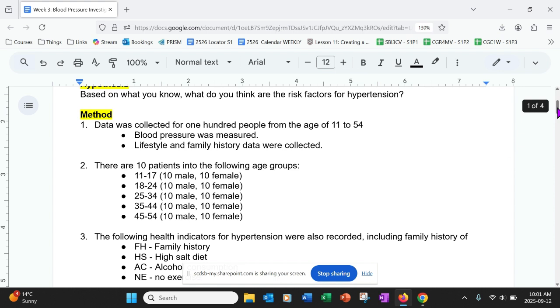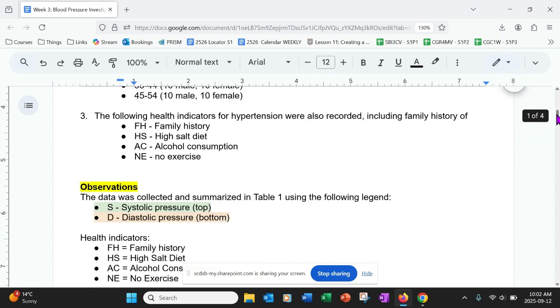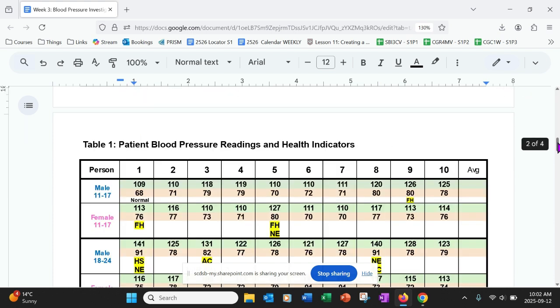So, method: data was collected for 100 people from the ages of 11 to 54. Their blood pressure was measured, and height, lifestyle and family history were also collected. So there are 10 patients from each group. There are 10 male and 10 female from the ages of 11 to 17, 10 male, 10 female from the ages of 18 to 24, etc. And then you're also going to see the health indicators of hypertension, if there are any. Those were observations from all these people.